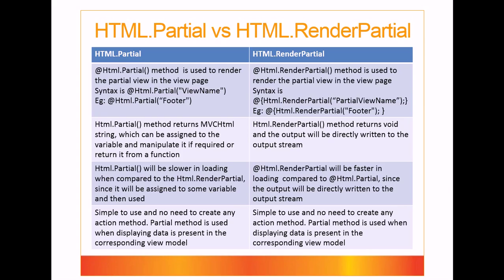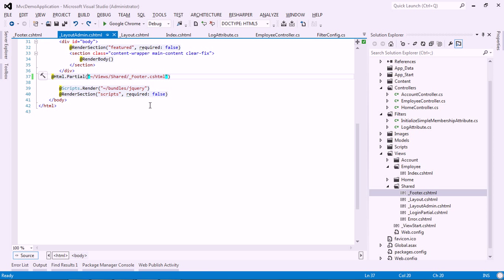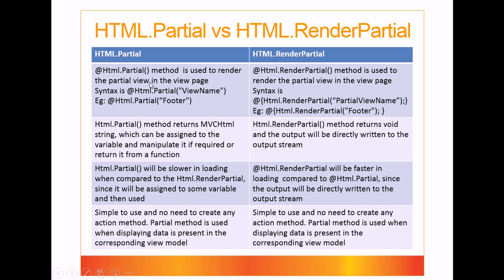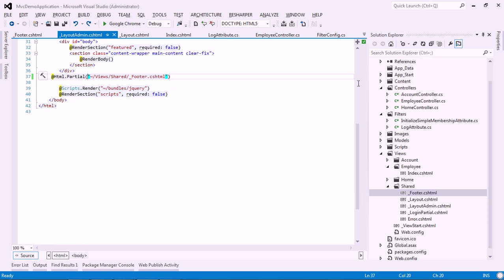Now let us see the differences or comparison between using the @Html.Partial method versus the @Html.RenderPartial method. In our previous example, we have seen how we can use the @Html.Partial method for rendering the partial view. The @Html.Partial method is used to render the partial view in a view page, and we have also seen its syntax. The @Html.RenderPartial method is also used to render the partial view in the view page. The syntax is slightly different from Partial.